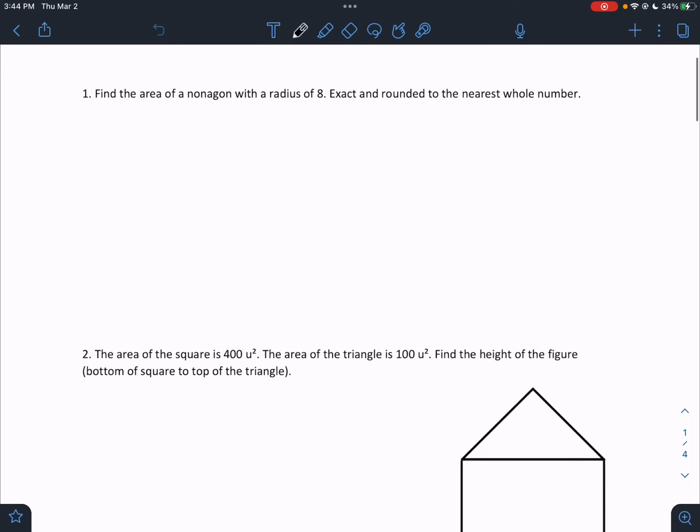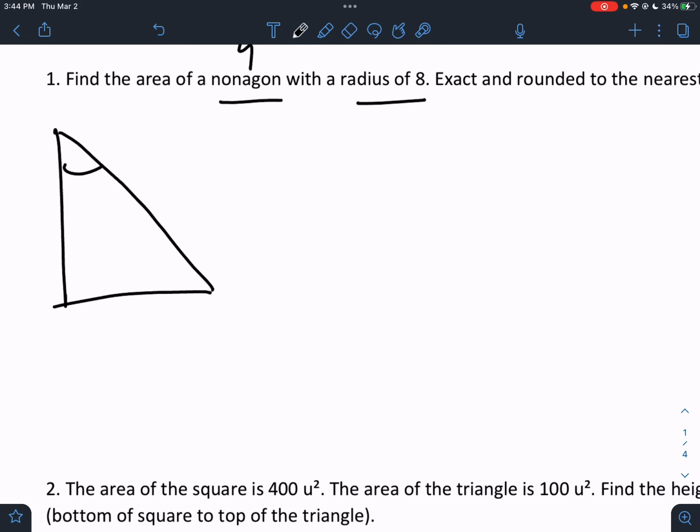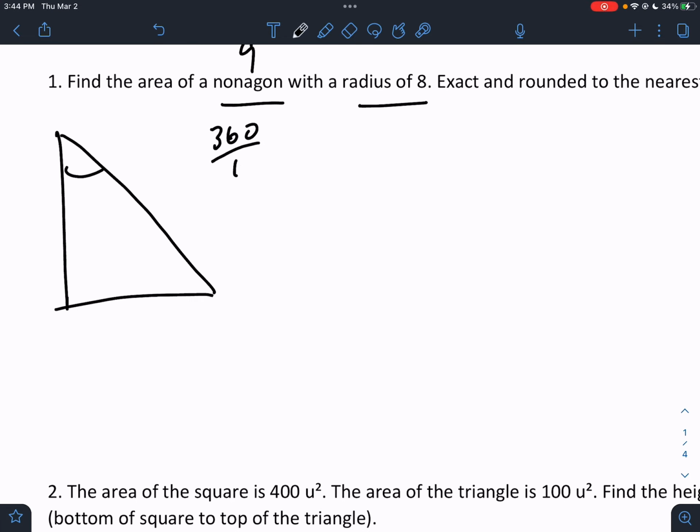The first situation here says find the area of a nonagon with a radius of 8. So we talked about our strategies. We draw a right triangle. We get the angle at the top. A nonagon means 9 sides, so we're going to do 360 divided by 18. So that's going to be 20 degrees at the top. The radius is 8. Remember that the radius is the hypotenuse. It's the longest side there.